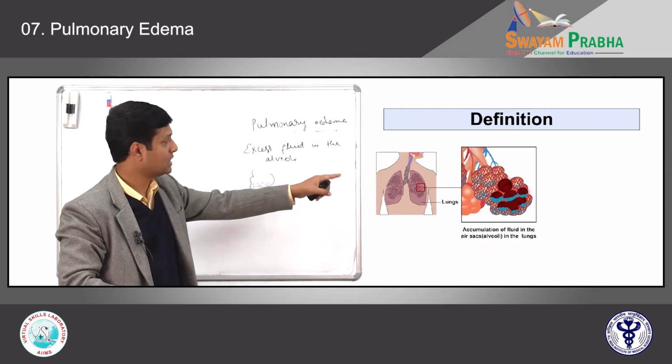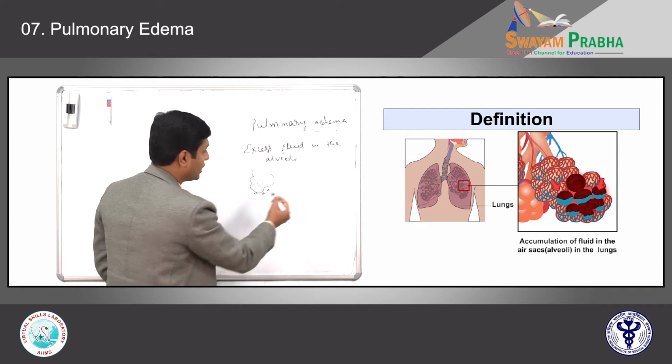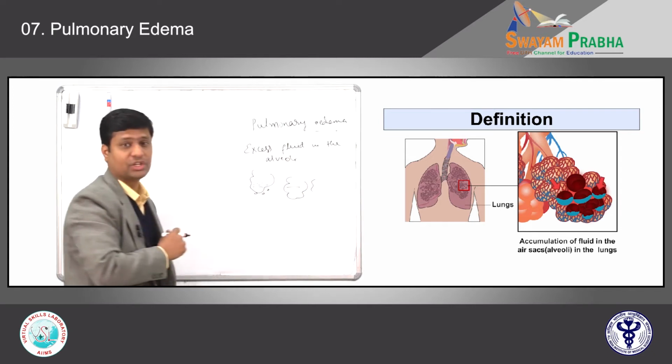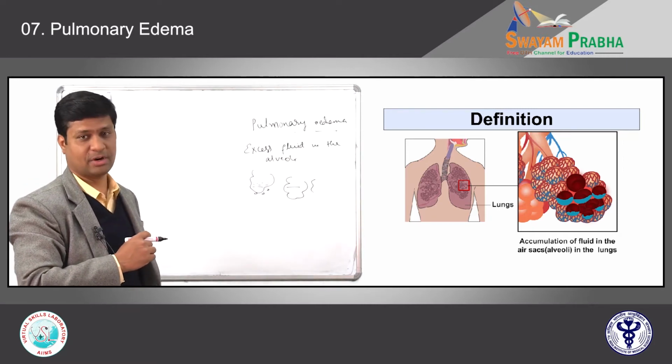All of you can see that schematic diagram. When you see the last diagram, you have alveoli, and all the alveoli have fluid collection in their lumen. So this condition is known as pulmonary edema.